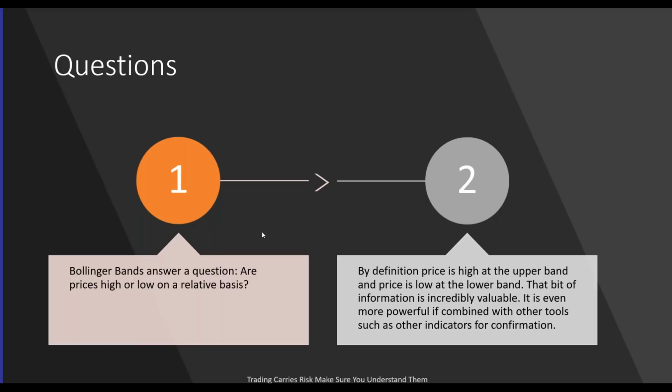So Bollinger Bands answers a question: are prices high or low on a relative basis? By definition, price is high when it is at the upper band, and prices are low at the lower band. So that bit of information is incredibly valuable. It's even more powerful combined with other tools, such as indicators for confirmation.